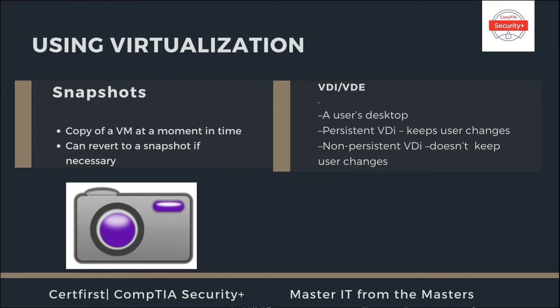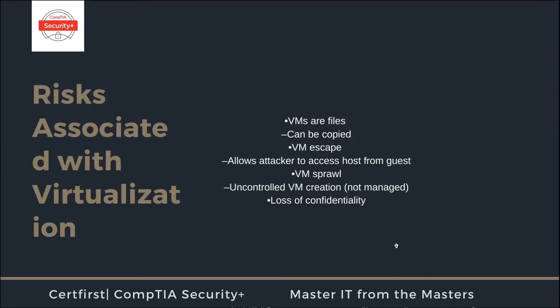And you can have a couple of different virtual desktop environments. You can have persistent, which keeps the user changes, or you can have non-persistent, which doesn't keep the changes. Now let's talk about some of the risks associated with virtualization. Well, in the case of virtual machines, they are stored as files. They can actually be moved to another location.